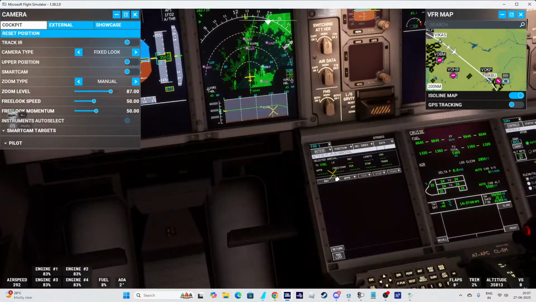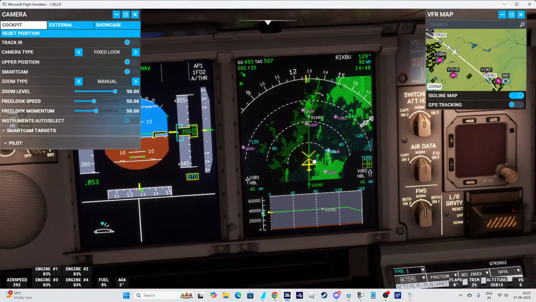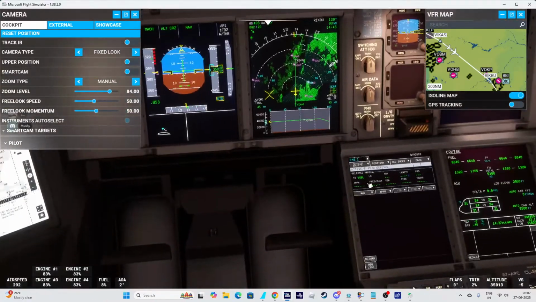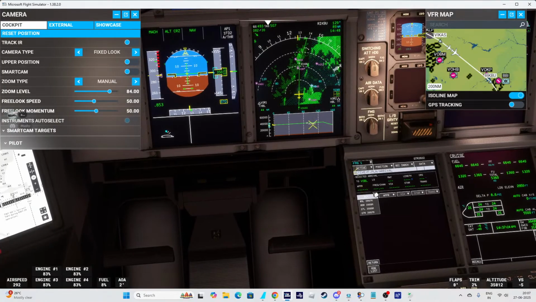You will not say 27, you say ILS 27, and then if ATC is online, you will check the ATC. ATC will tell you.